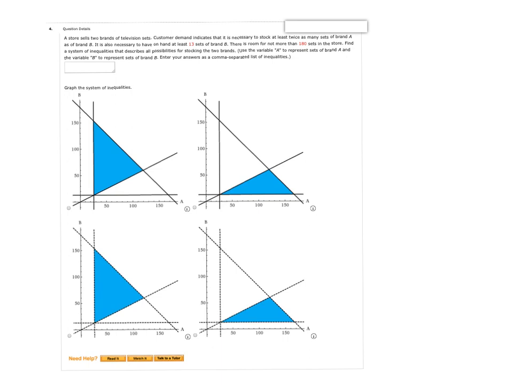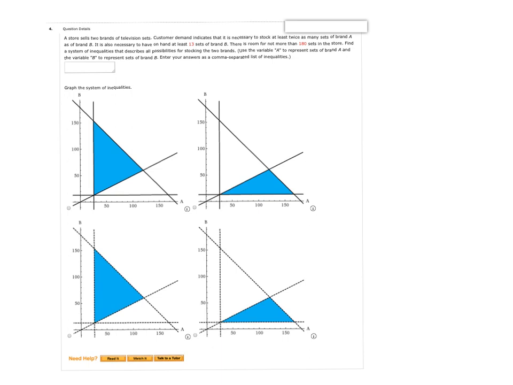So A should be twice as much as B or bigger, so that's why I'm opening it up that way. All right, next up it says it's also necessary to have at least 13 sets of brand B. So that's pretty simple there. It's just going to be B is greater than or equal to 13.